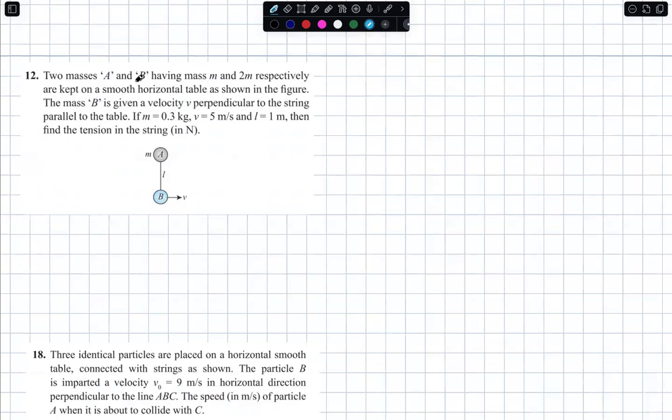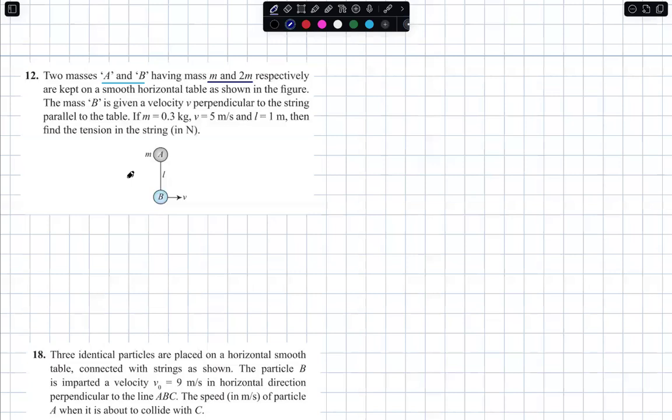Two masses, A and B, having masses small m and 2m respectively, are kept on a smooth horizontal table, as shown in the figure. The mass B is given a velocity V perpendicular to the string, parallel to the table. And the entire thing is on a table. Don't think that one is vertical and the other is not vertical. Actually, A and B are on a table, both horizontal. And g has nothing to do here.